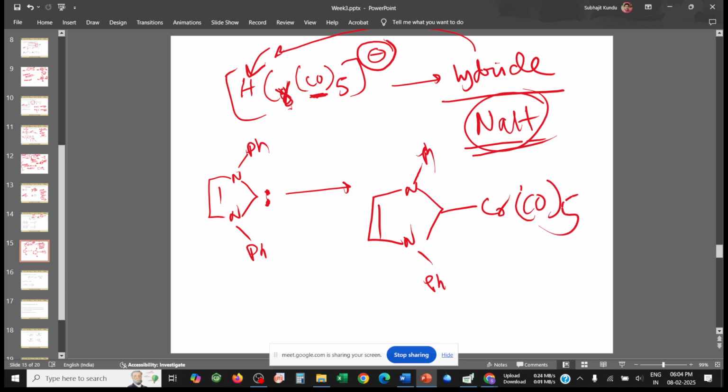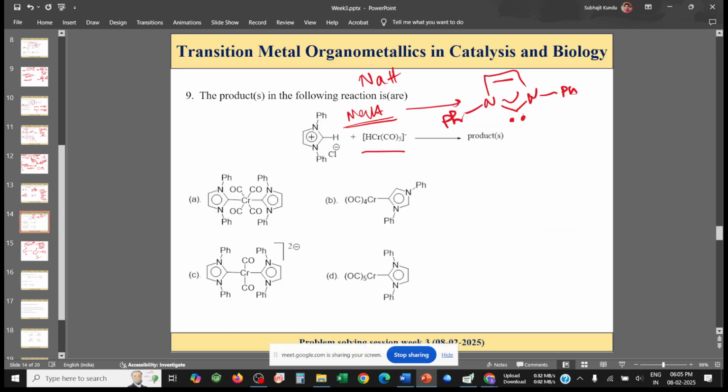Okay, so this will be the correct answer for this question. In the carbene medium, when we have the metal, it will undergo the metallation reaction. So free carbene will easily metallate to this and give the complexes. So here option D will be the right answer.